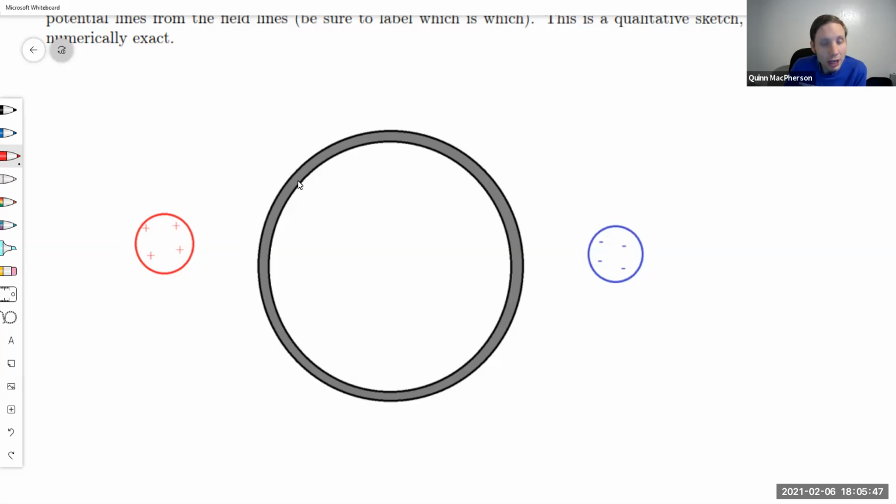Also, the field lines are always perpendicular to the edge of the conductor, because if they weren't, they would be coming in at an angle that would push the electrons in the edge of the conductor. So the potential of the circle is constant, and the field lines must approach it perpendicularly.